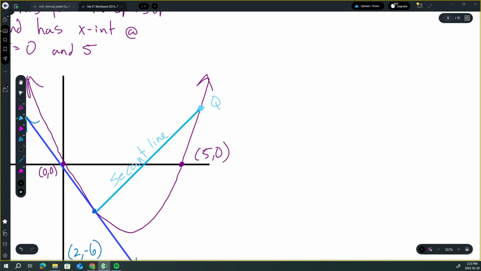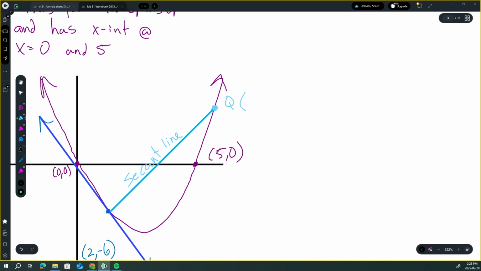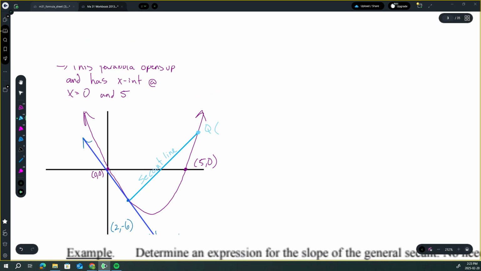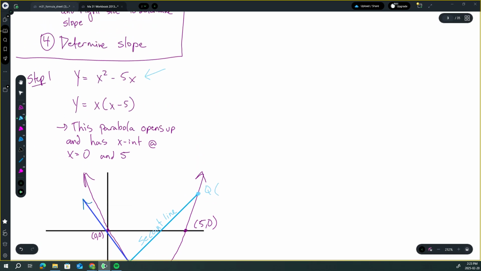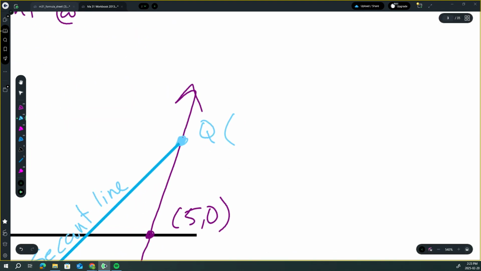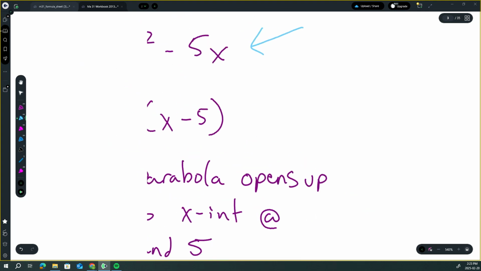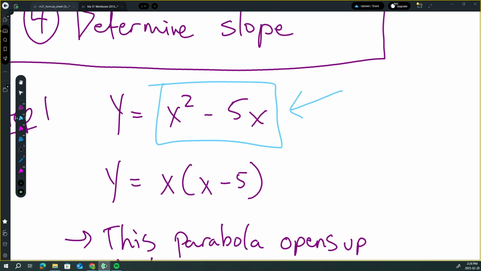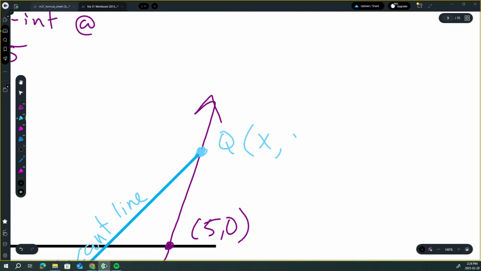Okay, so for the secant line, the coordinates of Q, we have no clue what those are. However, we do know that point Q is on this parabola, and we know that this parabola has the equation y is equal to x squared minus 5x. So that means we know the coordinates of Q are going to be x for the x coordinate, and then for the y coordinate, it's just going to be the equation. Okay? That's where I'm getting my information from. So x squared minus 5x.